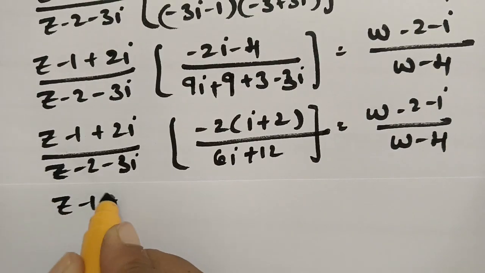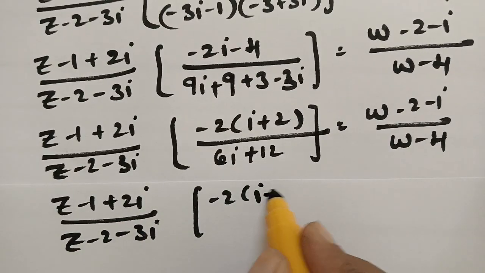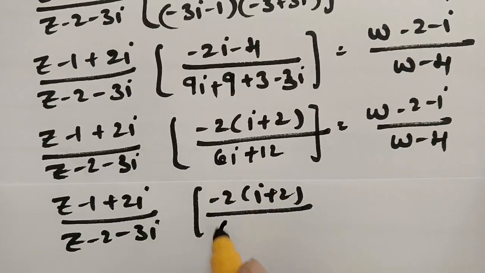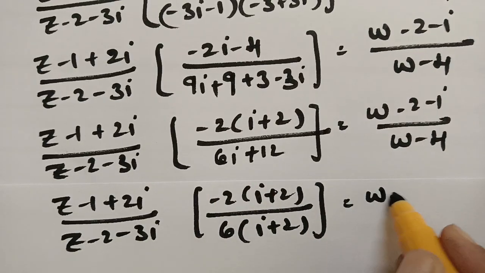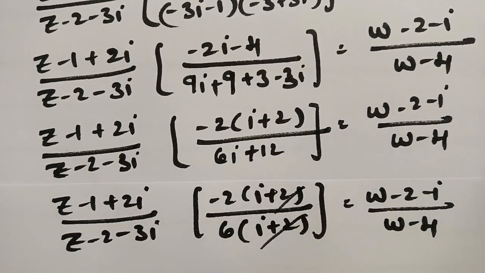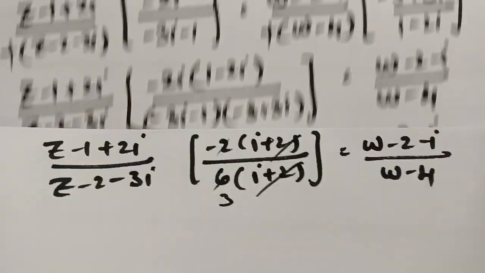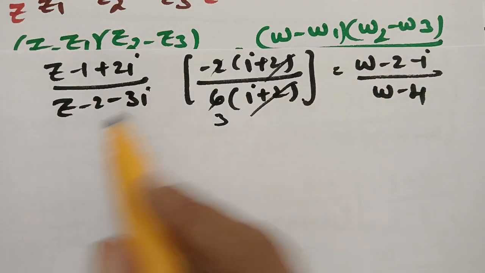So this is (z minus 1 plus 2i) by (z minus 2 minus 3i). So this is minus 2. This value is i plus 2. If I take 6 common, this will be i plus 2. And this is (w minus 2 minus i) by (w minus 4). I can cancel this one. So 2. So this value goes for minus 3 times. So if I cross multiply, see what happens.